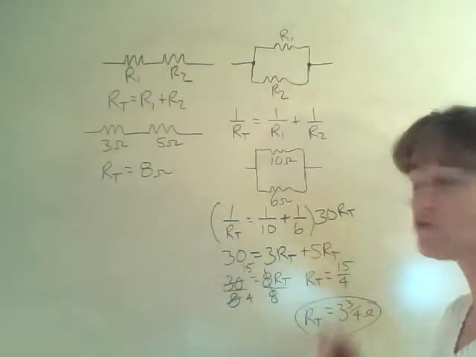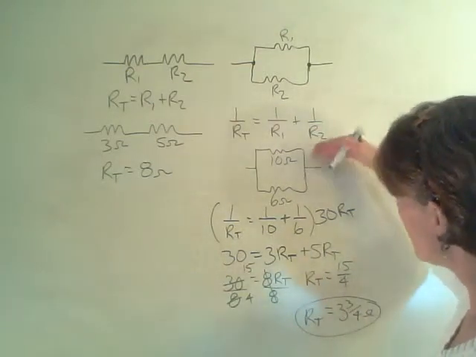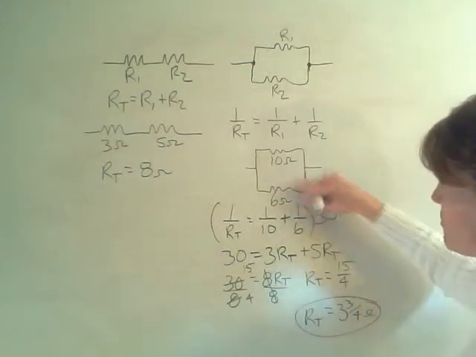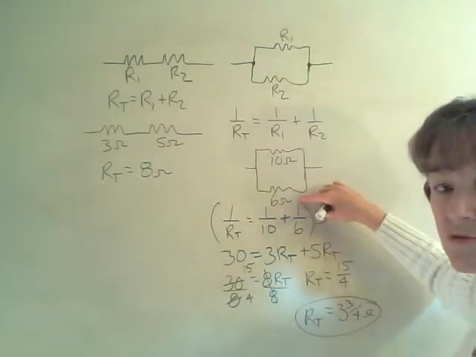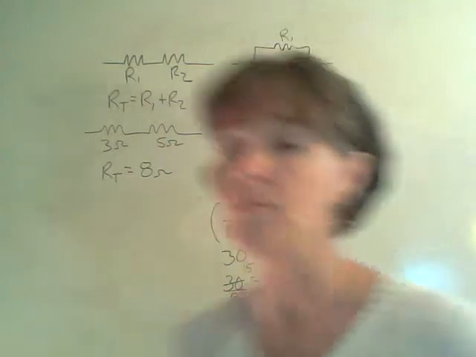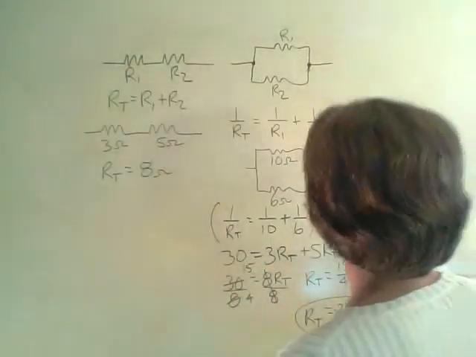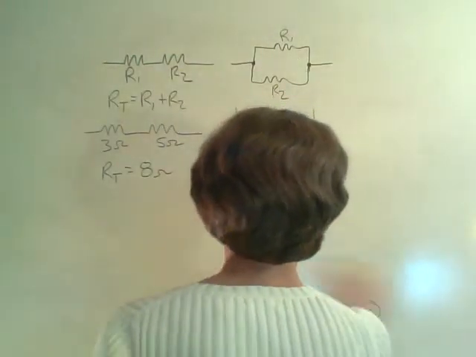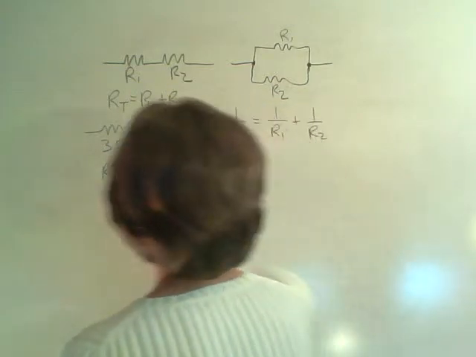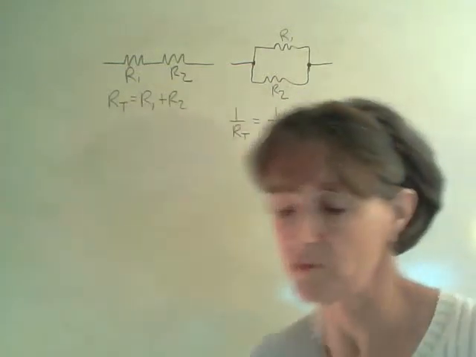Notice that when you put resistors in parallel, the total resistance is actually going to be smaller than the smallest resistor. All right, well, let's do a combination where there's a combination of series and parallel elements. And I'm going to leave my equations and basic pictures up there.